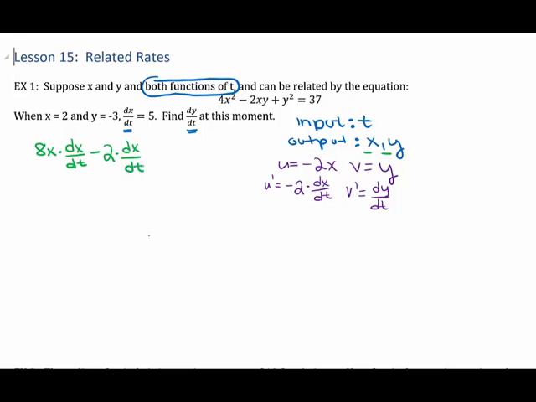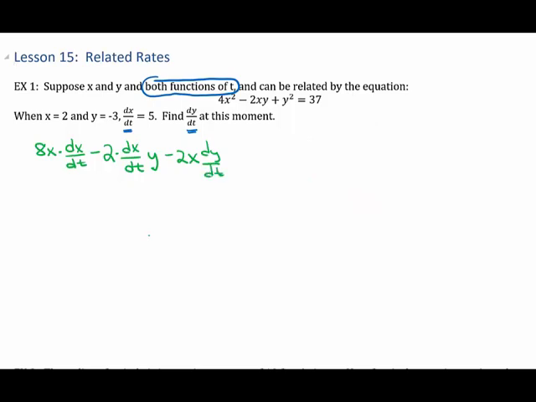Okay, so using the product rule, we take u prime times v. So negative 2 dx/dt times y plus v prime times u. So that's going to be a minus 2x times dy/dt. Now the derivative of y squared is going to be a 2y, but then I have to multiply by dy/dt. And the derivative of 37 is 0. That's my constant. So I took the derivative of each term. I didn't forget to use the product rule. And because both x and y are output variables, when I took their derivatives, I had to multiply by an x prime and a y prime, although I used the notation dx/dt, dy/dt.